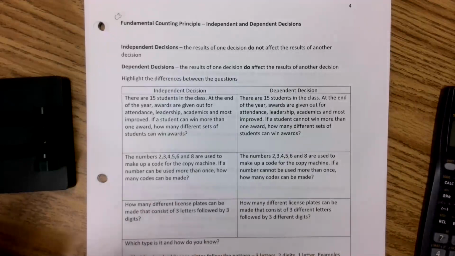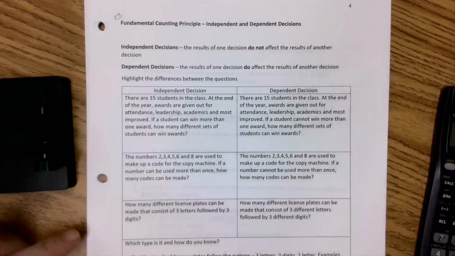Dependent decisions: the results of one decision do affect the results of another one. So whether or not I had Diet Coke for lunch is going to influence how hyper I am in the afternoon. If you show up late for class, that decision might influence my decision to hassle you a little bit about being late for class.